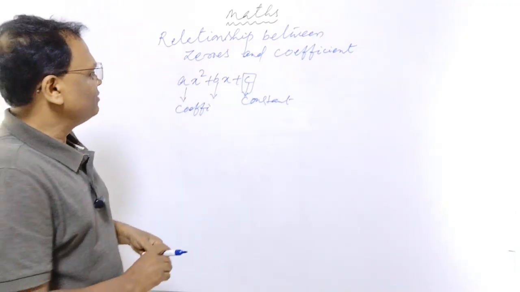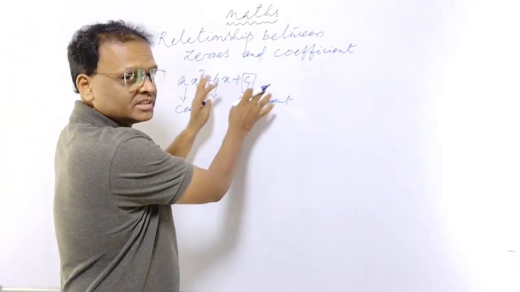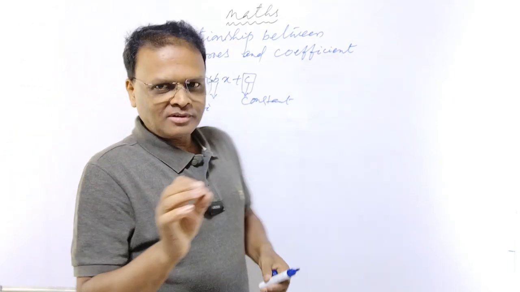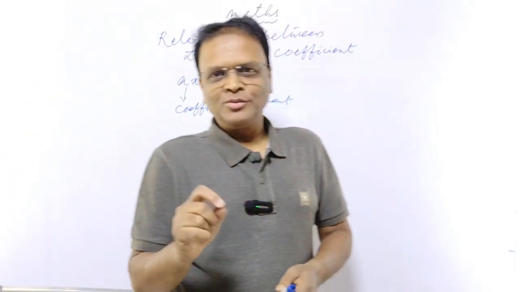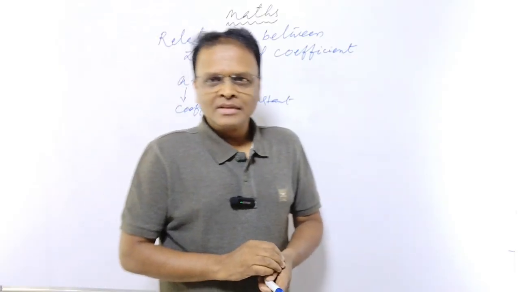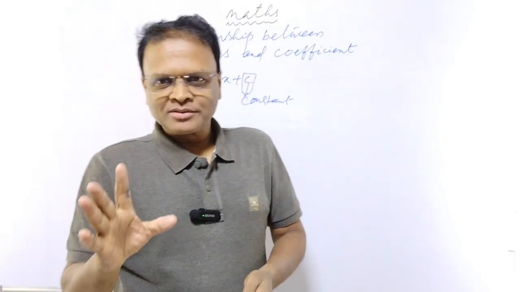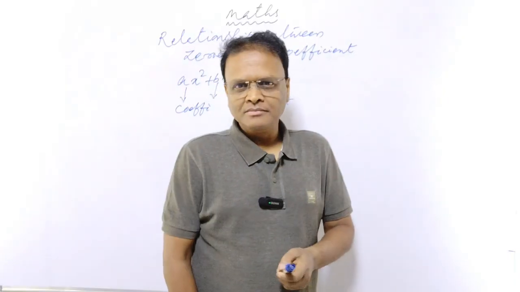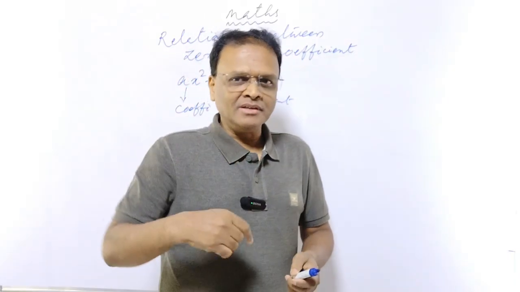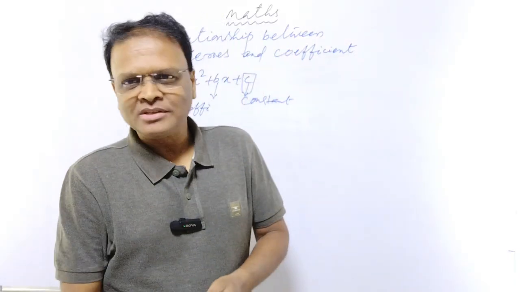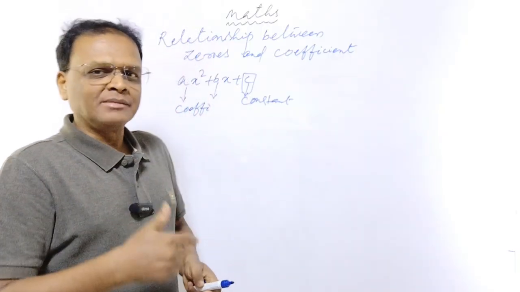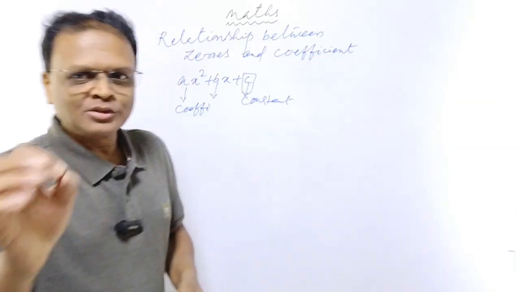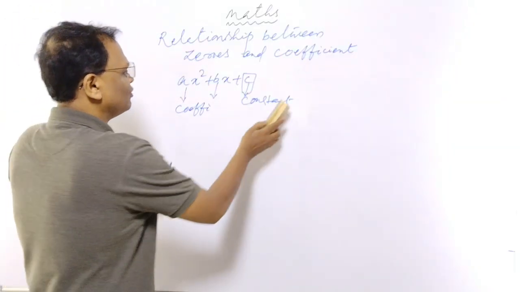So what is the relation between these coefficients and the zeros? What exactly is zero? In the previous class, I told you what you mean by zero. The meaning of zero is nothing but the value of x. So what x gives me, that is the value of the zero. Now this can be explained by taking one example. So what exactly are these zeros and how to find the relations.